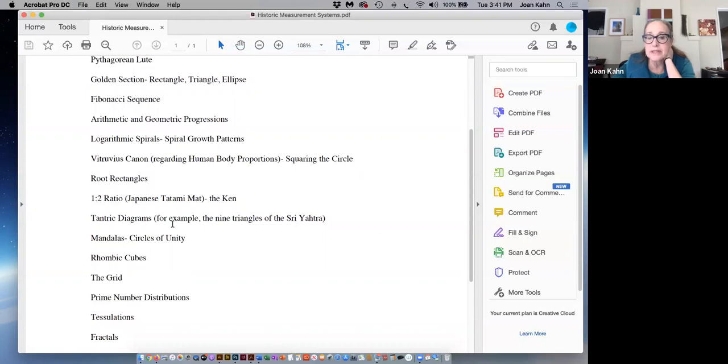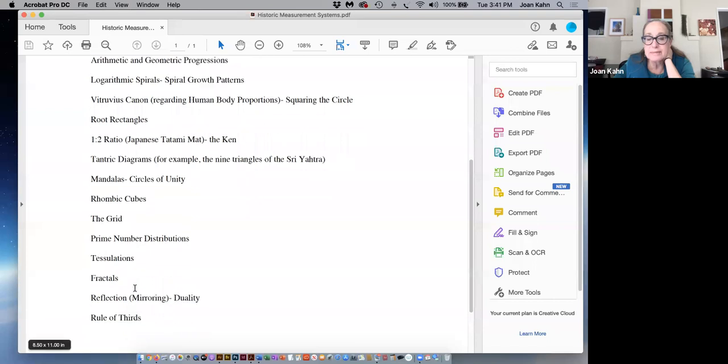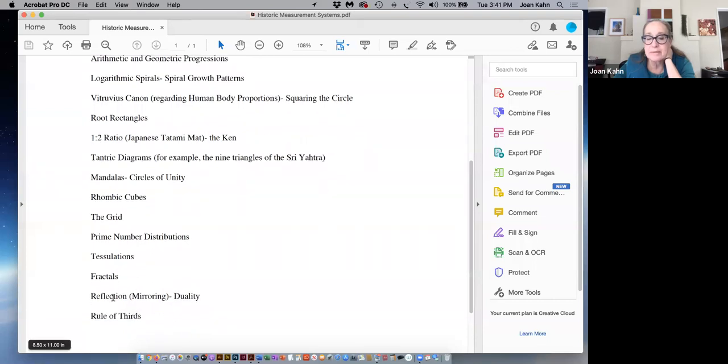Tantric diagrams, for example, the 9 triangles of the Sri Yantra. Mandalas, which are circles of unity. I'll be showing you examples of all of these things too. Rhombic cubes, the grid, prime number distributions, tessellations, fractals, reflection, mirroring, which comes from duality or goes to duality. It shows us duality, and the rule of thirds, which photographers use a lot. So all of these systems are ways in which you can repeat a motif.